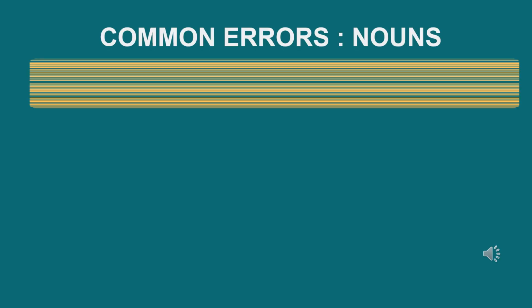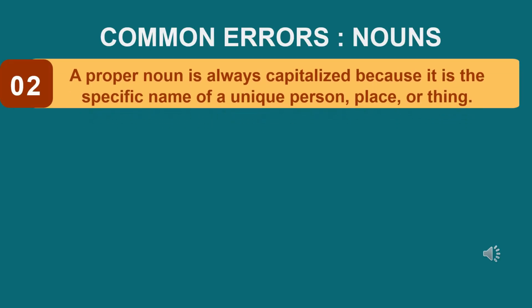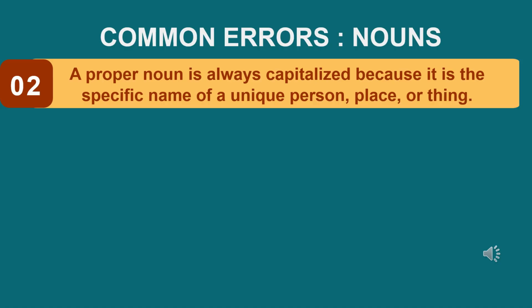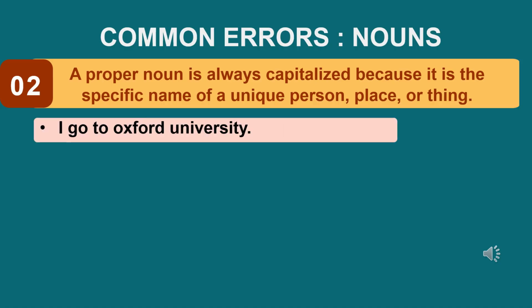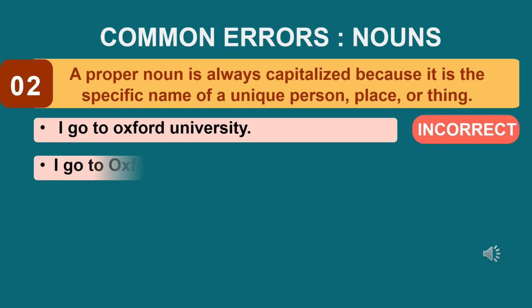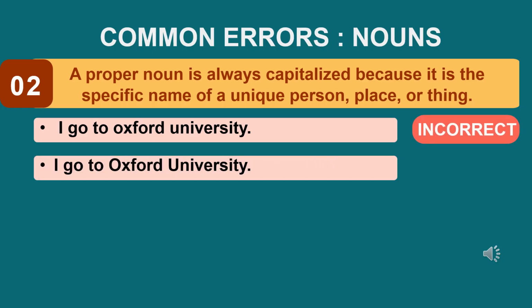Rule 2. Capitalizing proper nouns. A proper noun is always capitalized because it is the specific name of a unique person, place, or thing. Let's look at some examples. Example: I go to Oxford University. Incorrect. I go to oxford university. Correct. I go to Oxford University.